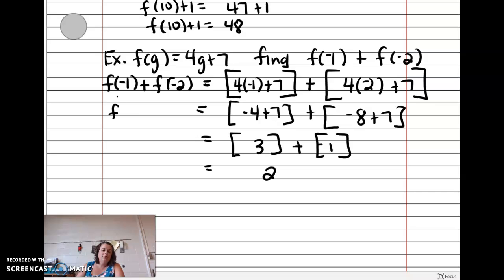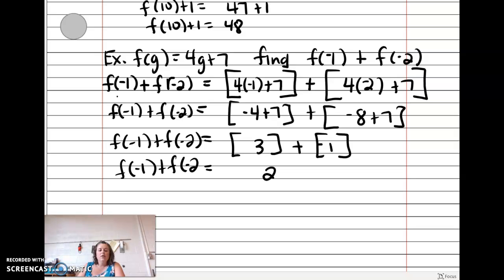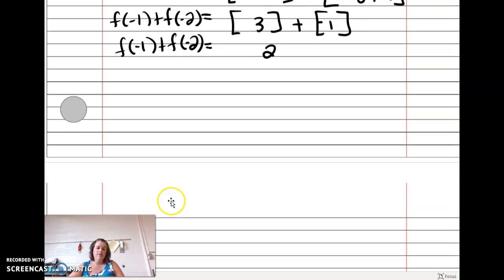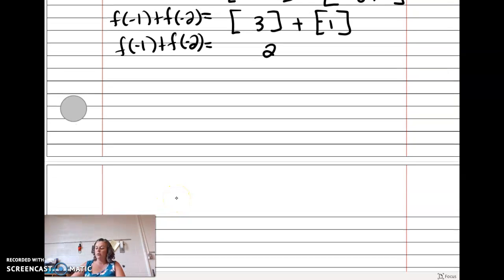So f of -1 plus f of -2 was that. f of -1 plus f of -2 equals 2. Okay. Now, let's see if I were to try. I need some more space to write.